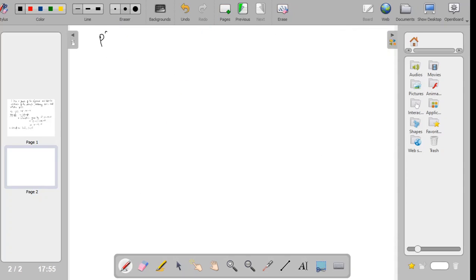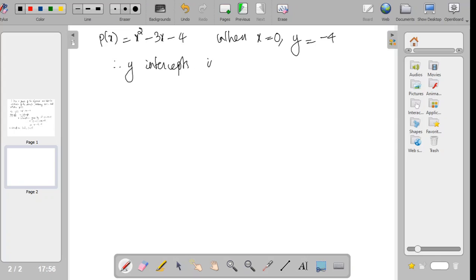So again p of x is x square minus 3x minus 4. So when x equal to 0, y is equal to minus 4. The y-intercept means where the curve crosses the y axis. So that will be the point 0, minus 4. So therefore the y-intercept is 0, minus 4. So we have got the intercepts.